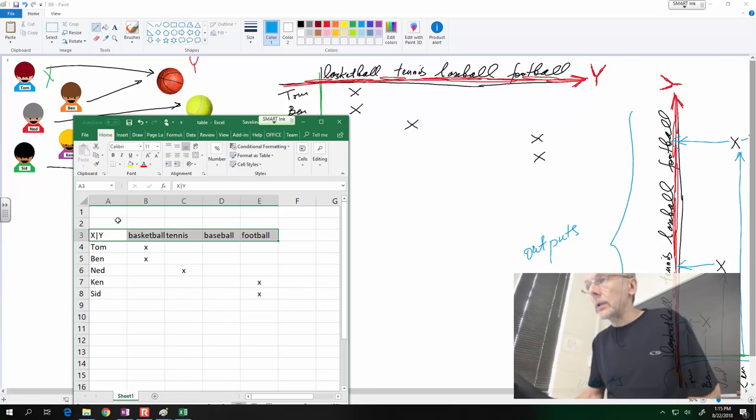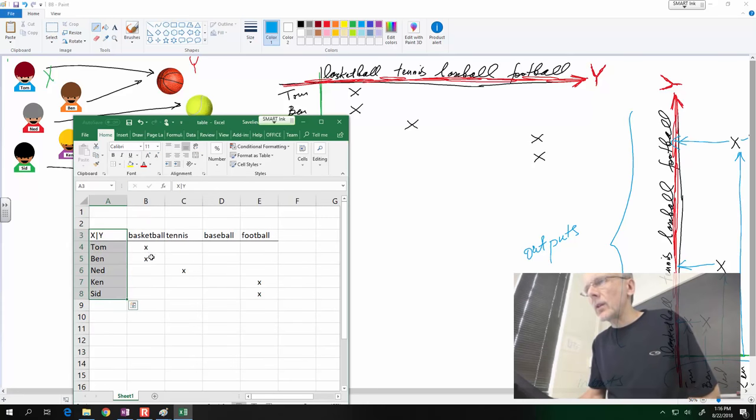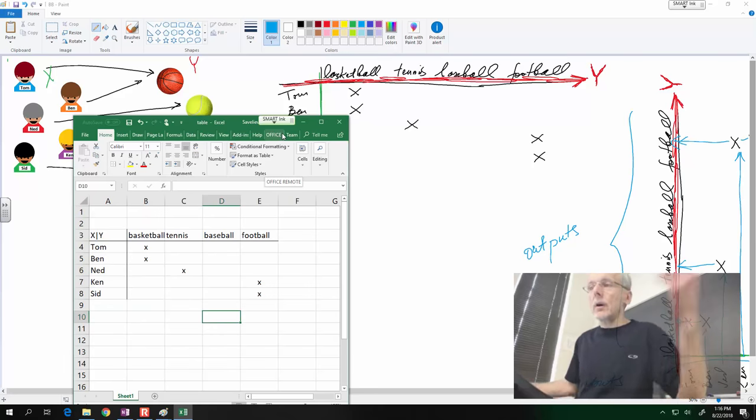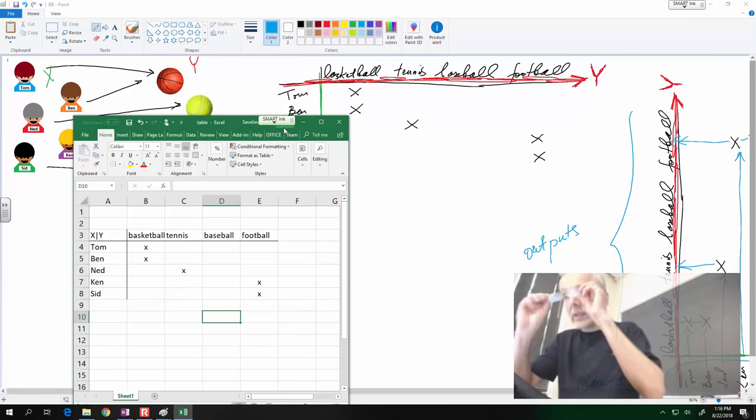That's what Excel allows you to do. Make just a table look slightly better, like this, maybe. Okay, so that's my table. That's how you present data. In the exact same manner, the idea is the same as last time.